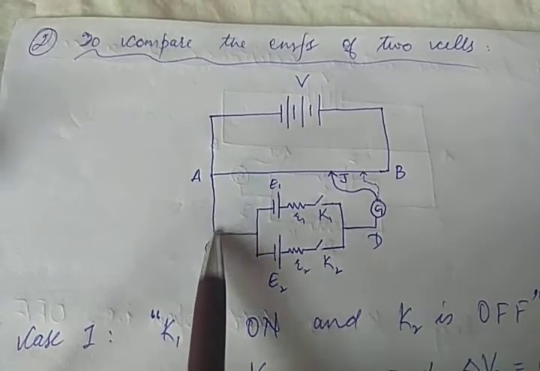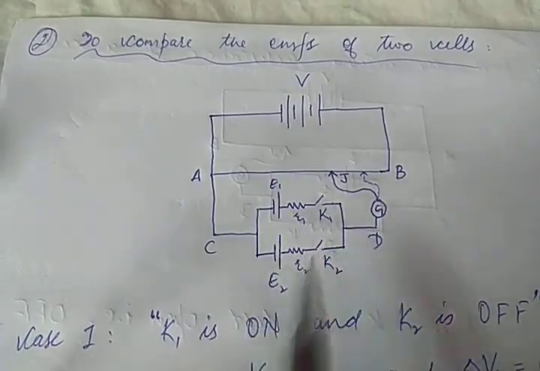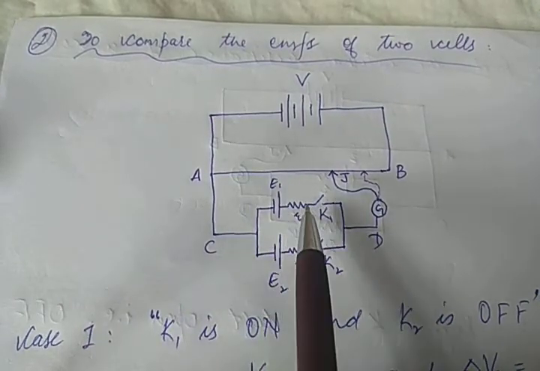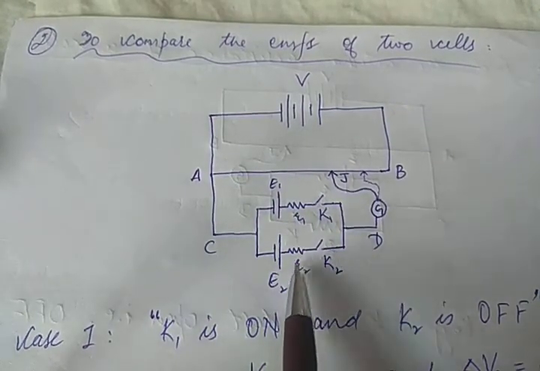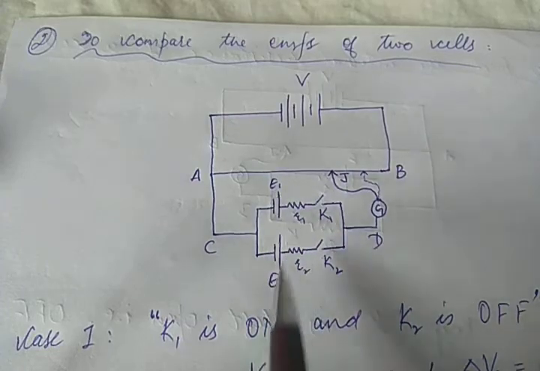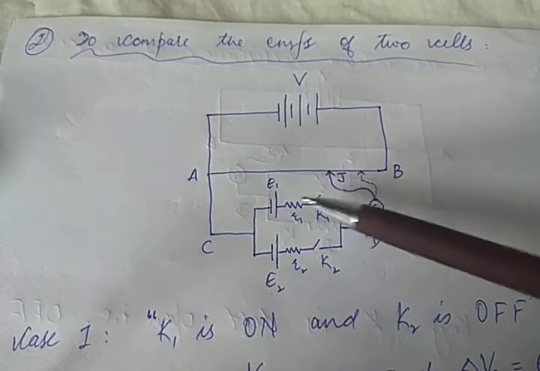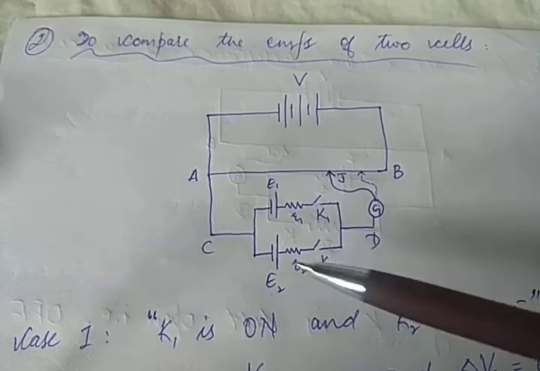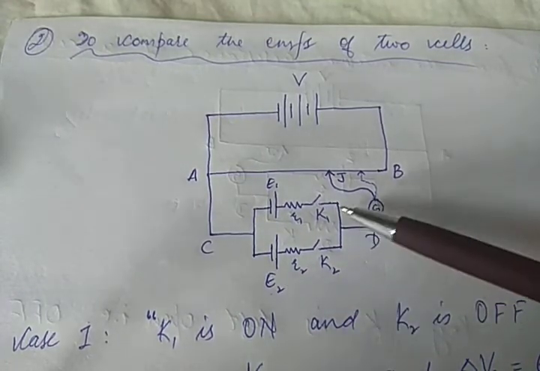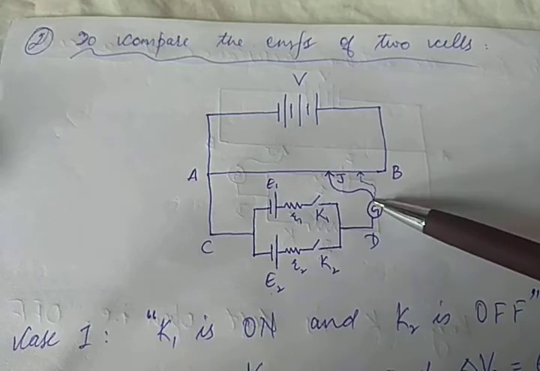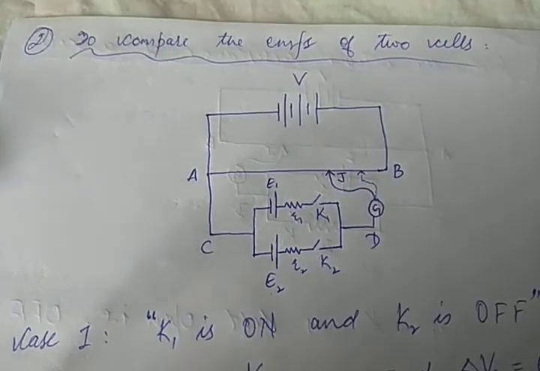To this point A, we have two cells connected like this. R1 and R2 are the respective internal resistances of E1 and E2, and we have two keys, K1 connected to the first cell and K2 connected to the second cell. Then we have the galvanometer connected, to which is connected the jockey.